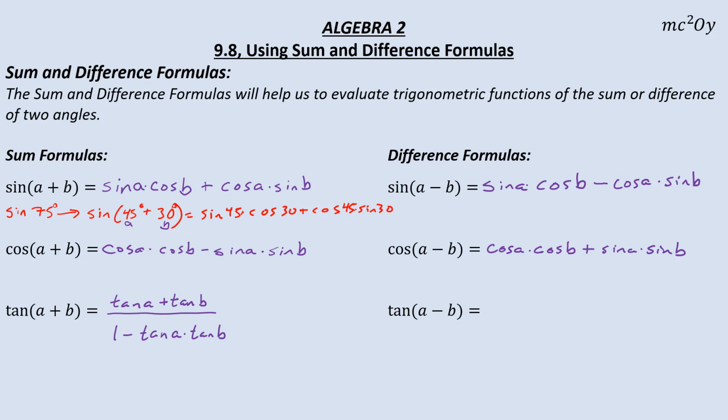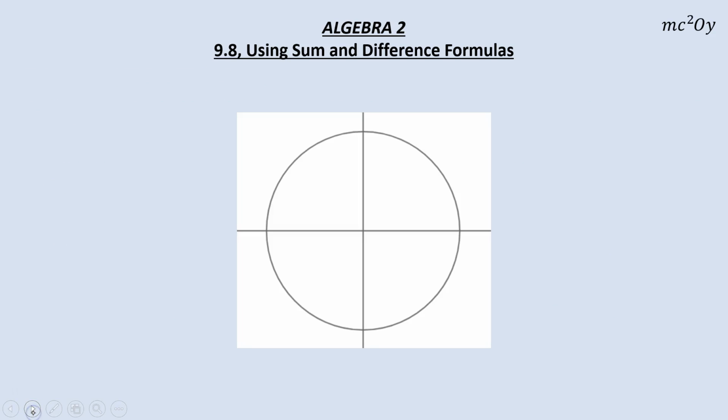Okay, kind of weird. And then tangent would be tan a minus tan b over 1 plus tan a times tan b. All right. Now, I'm going to go through here how to actually come up with those formulas. So if you don't really care how we come up with them and you just want to see how to use them, then you can skip this whole part.